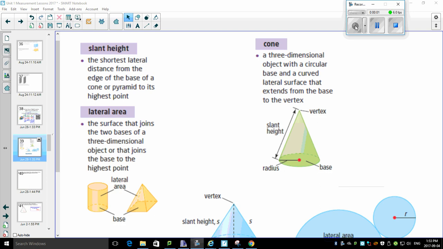Okay, we're going to start looking at the surface areas of cones, and we're going to do a couple problems that go along with that. But before we get into the surface area of what a cone is all about, there is some terminology that we have to learn. The first one is something called slant height.